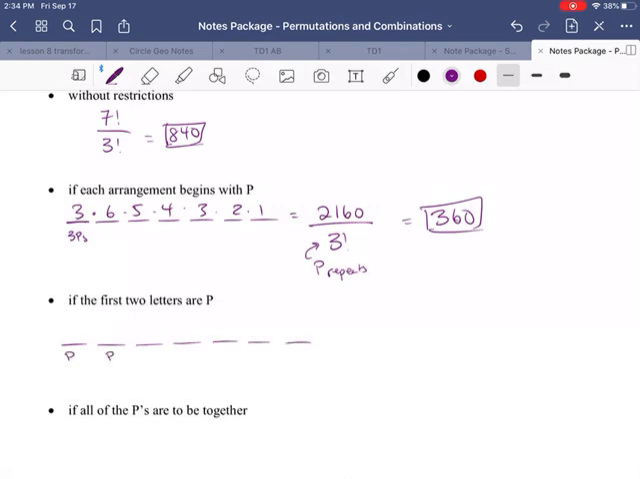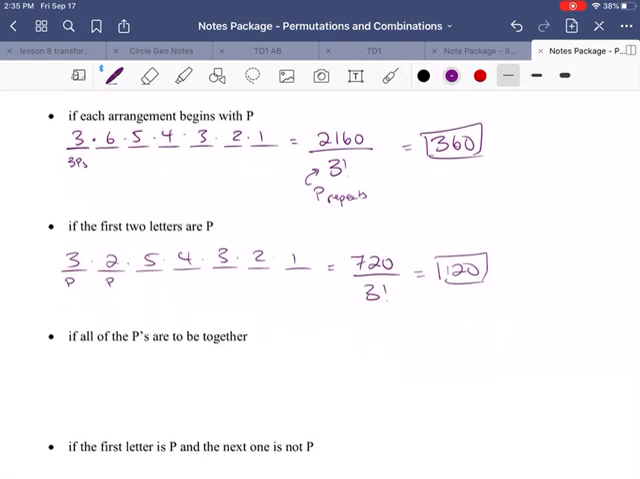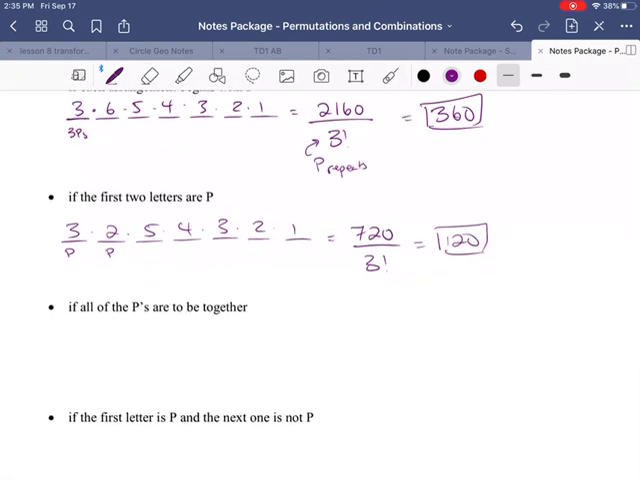If the first 2 letters are P, okay, so we still have a 7-letter word. The first 2 are P's, so we have 3 to choose from, and then we have 2 to choose from, and then 5, 4, 3, 2, 1. Okay, so that gives us 720. But again, we're going to divide by the repeats to get 120. Because even though we pick one of the Scrabble tiles that has P, if we swap it out with another Scrabble tile that has P, it's still the same arrangement.